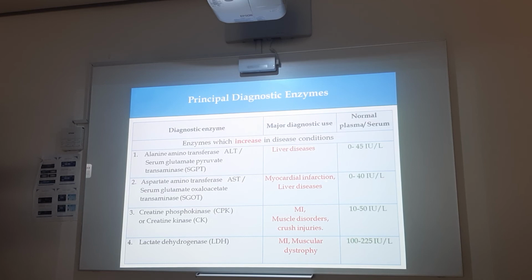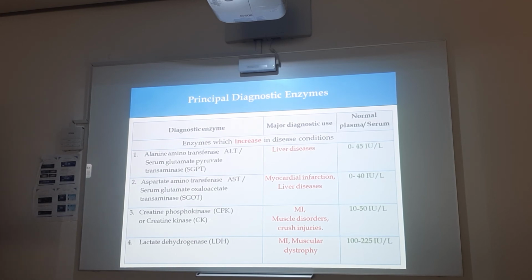However, it will be increased in myocardial infarction, so it's not specific. Is the ALT specific? No, because it's going to be also altered in other conditions. Thus, what do we do? We utilize multiple enzymes by elimination. So if I see ALT, AST are both high, most likely that's liver. ALT is more specific to the liver than the AST.